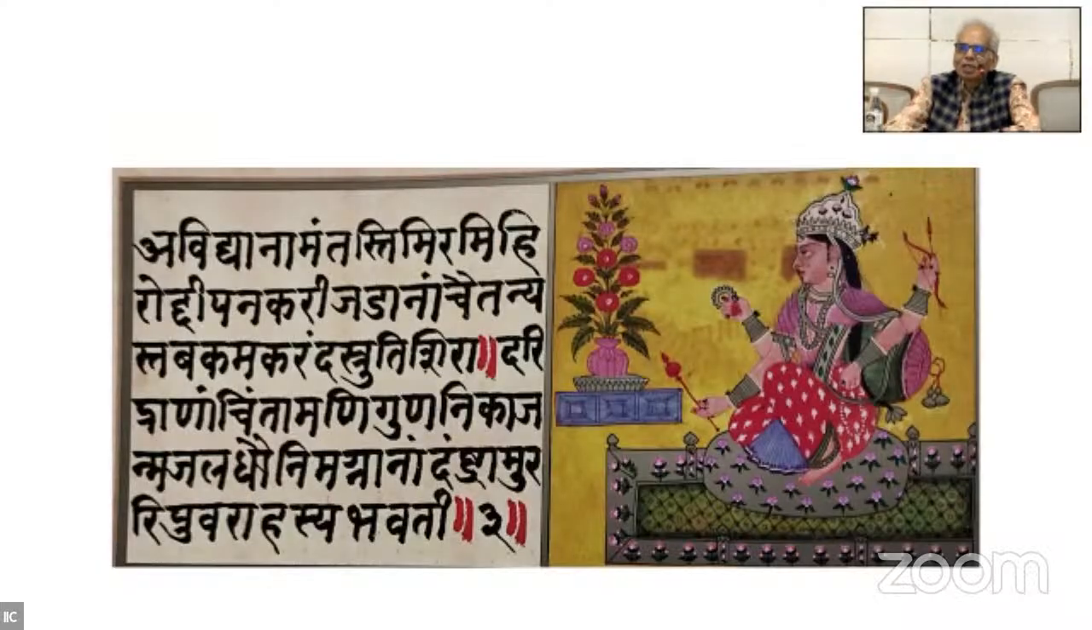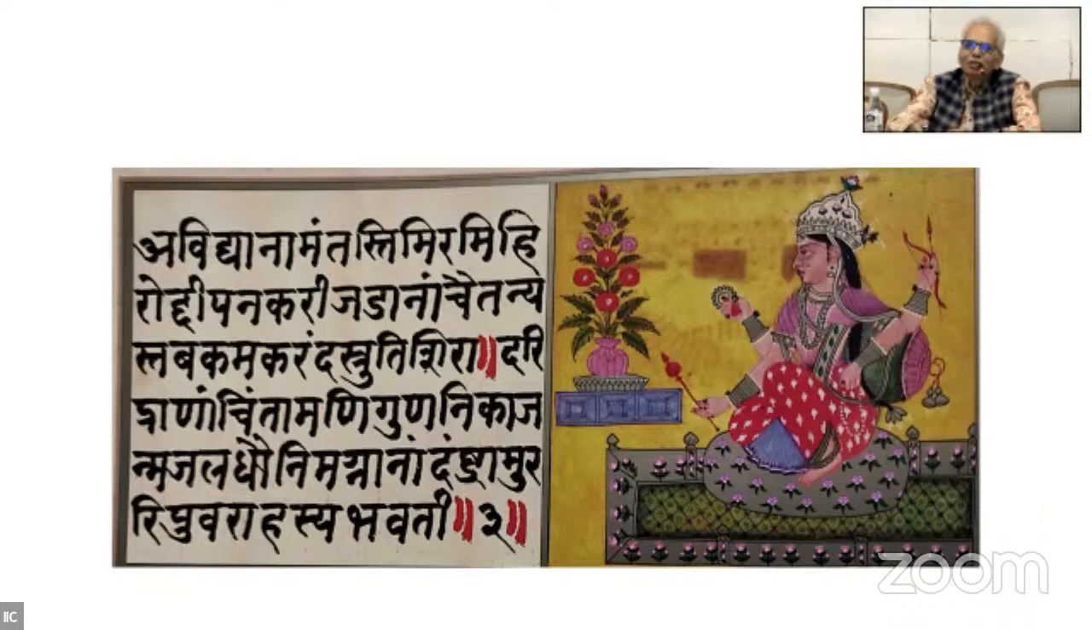Then the third stanza is Avidyanam Timira Mihira Dvipanagari. I have here the reading: Timira Mihira Dvipanagari, Jadanam Chaitanya Stabaka Makaranda Shruti Jhari. Jhari is the reading, as I know. Jadanam Chaitanya Stabaka Makaranda Shruti Jhari. Daridranam Chintamani Gunanika Janma Jaladhau Nimagnanam Damshtra Muraripu Varahasya Bhavati.